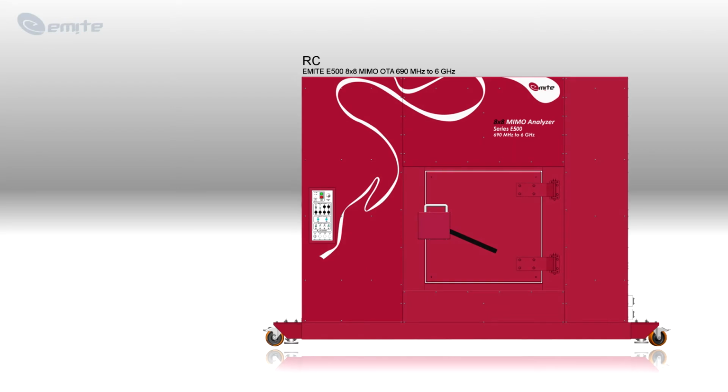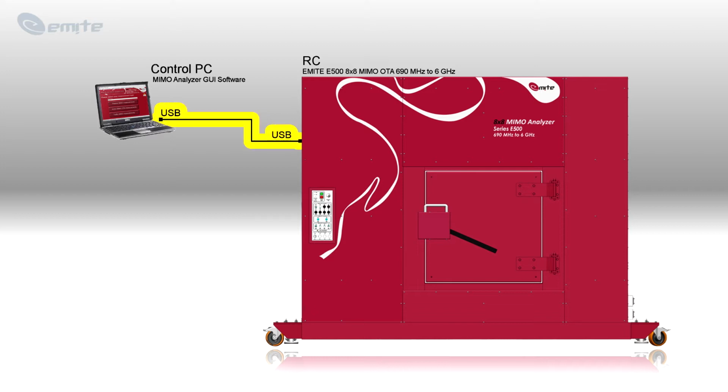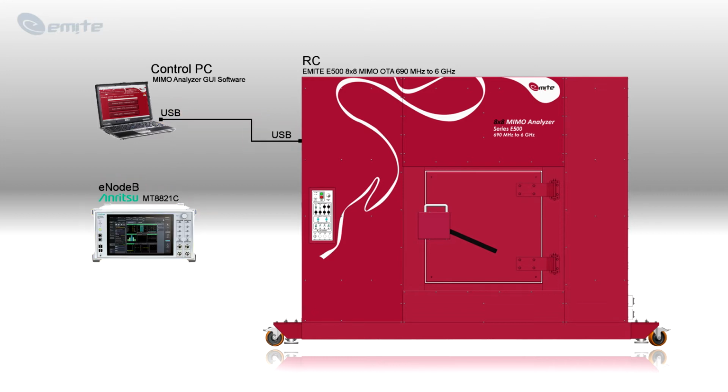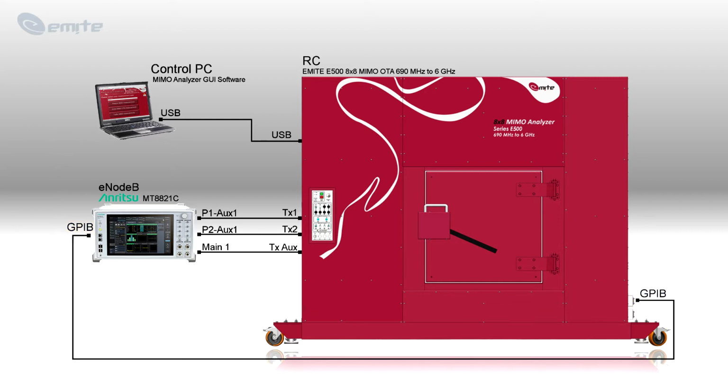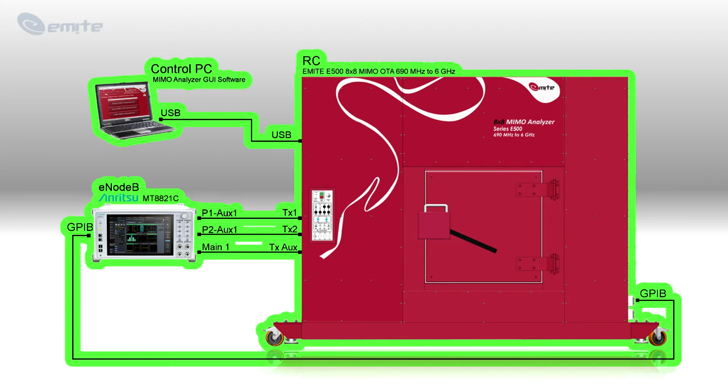For wireless IoT OTA testing, we will use our E500 medium-sized reverberation chamber with a control PC running our MIMO Analyzer graphic user interface software. The computer is connected to the chamber by a USB cable, and an Anritsu MT8821C eNodeB is connected to the E500 front panel using RF cables and controlled through either an Ethernet connection to the control PC or a GPIB connection to the back panel of the chamber. Other alternatives like Rohde & Schwarz CMW500 are also possible. Once everything is connected, the test system is ready to be used.